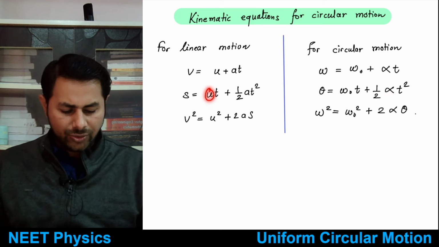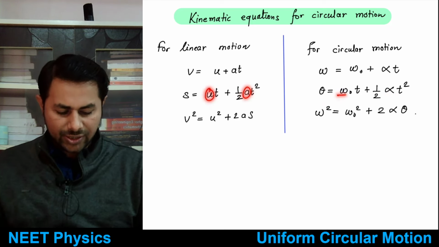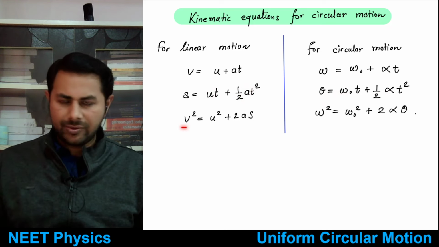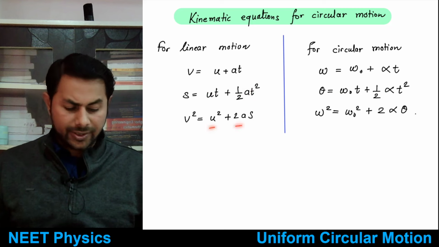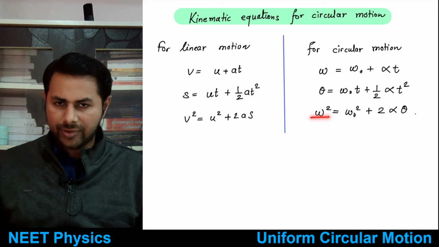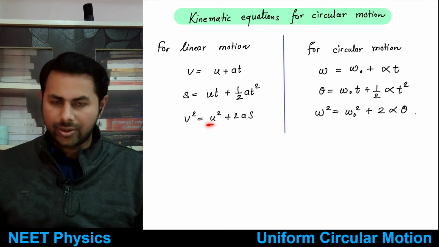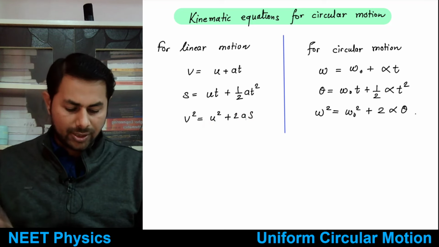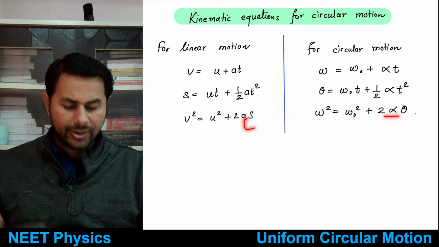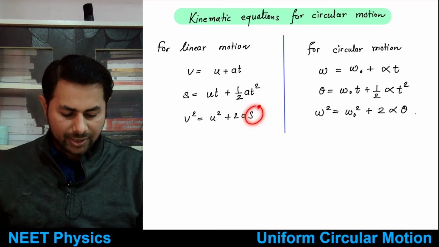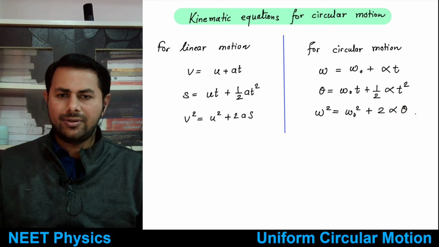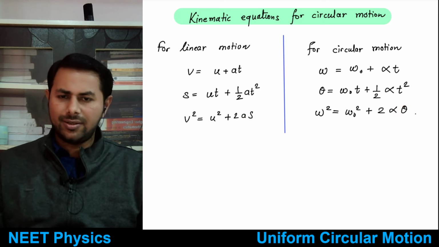Just change u to omega naught and change a to alpha, and we have v square equals u square plus 2as. Just like that, omega square is equal to omega naught square plus 2 alpha theta. The linear acceleration will change to alpha, angular acceleration, and linear displacement changes to theta, angular displacement. This is clear, everyone?